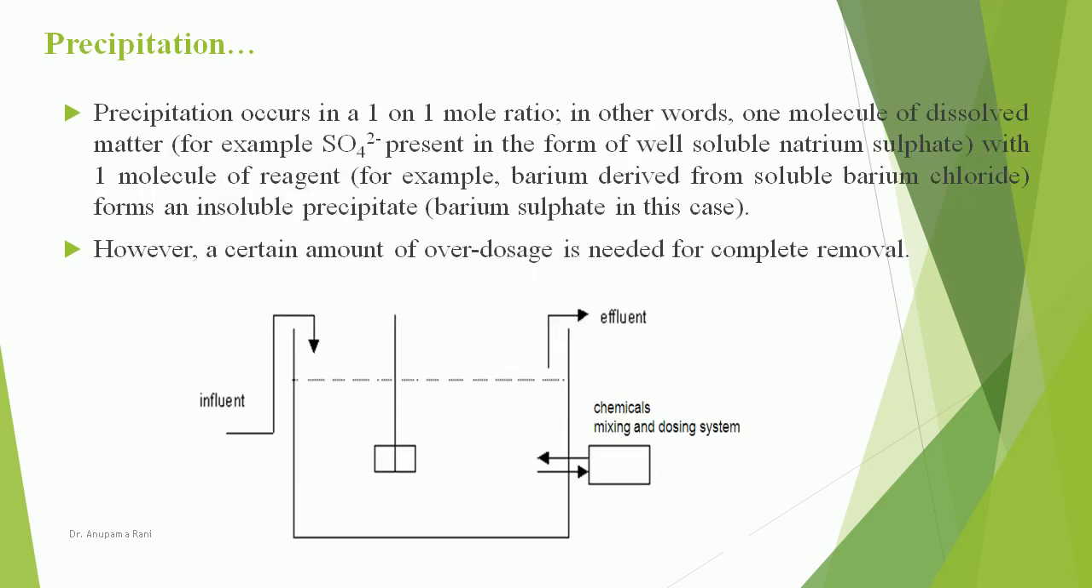Precipitation occurs in the 1:1 mole ratio, in other words, one molecule of dissolved matter, for example SO4 2-, present in the form of well-soluble sodium sulfate, with one molecule of reagent, for example barium derived from soluble barium chloride, forms an insoluble precipitate, barium sulfate in this case. However, a certain amount of overdosage is needed for complete removal.